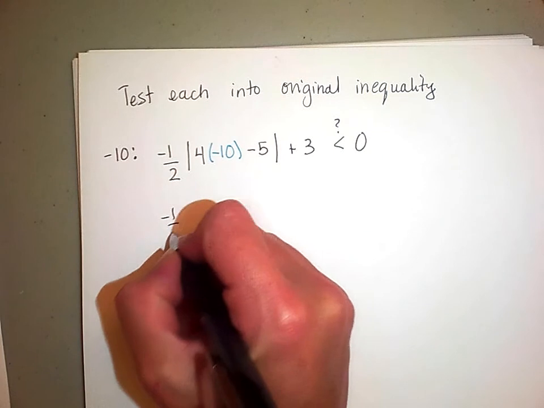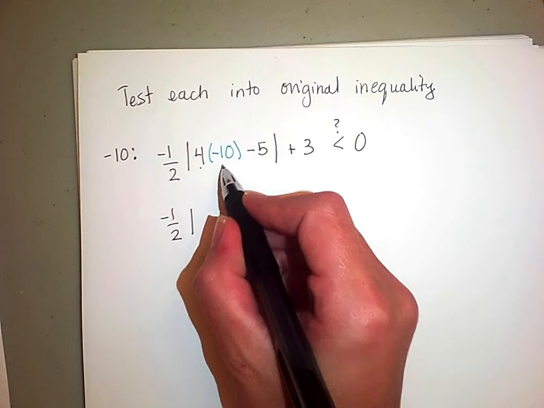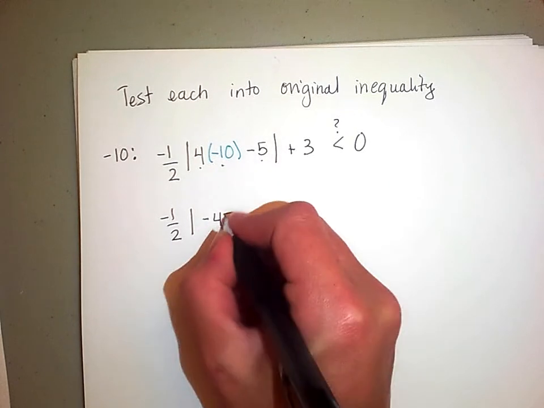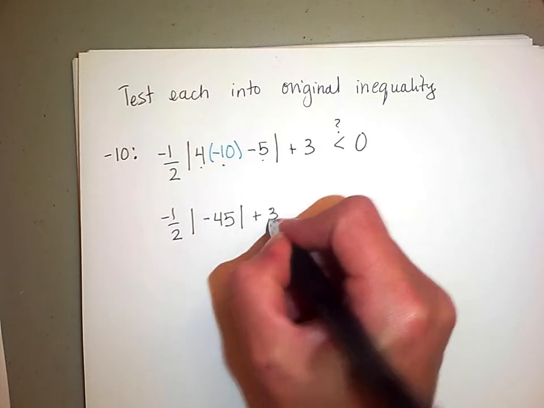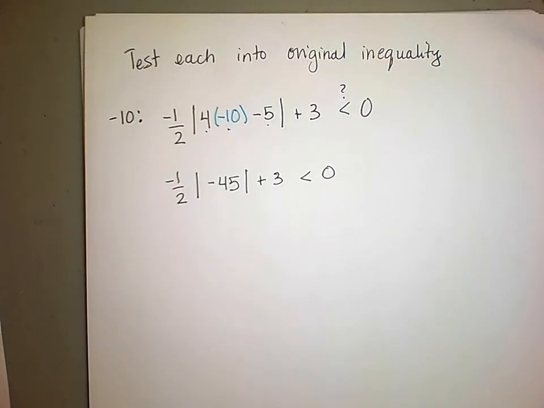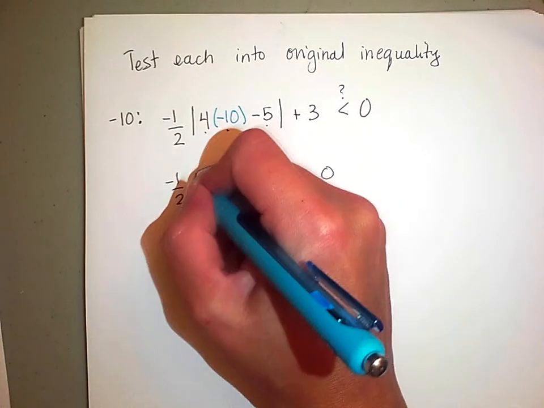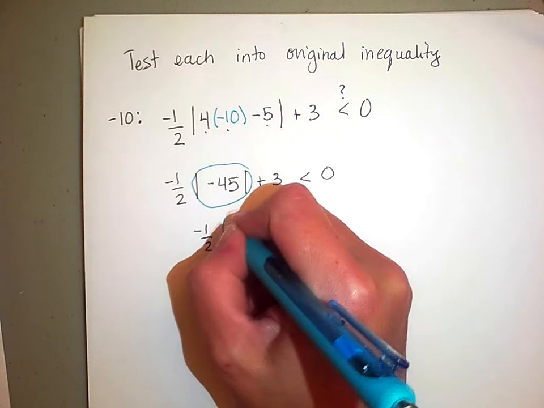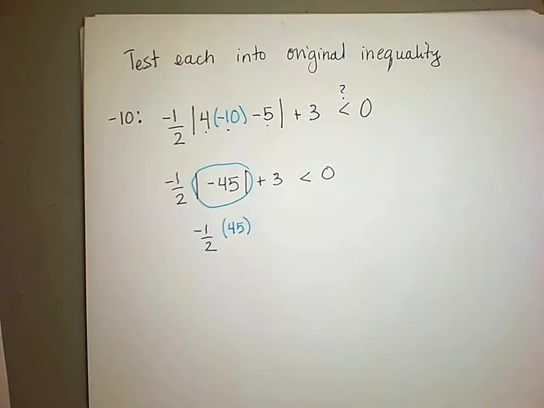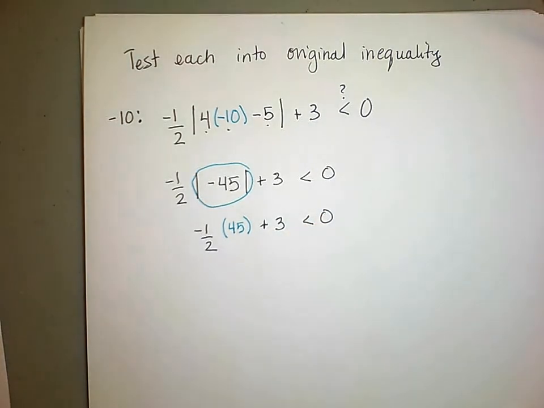So now we can just evaluate. This is negative 1/2 times, well, this is negative 40 minus 5 is negative 45, plus 3. Is that less than 0? Well, the absolute value of negative 45 is positive 45, plus 3. Is that less than 0? Perhaps you can see from right here that it's not.